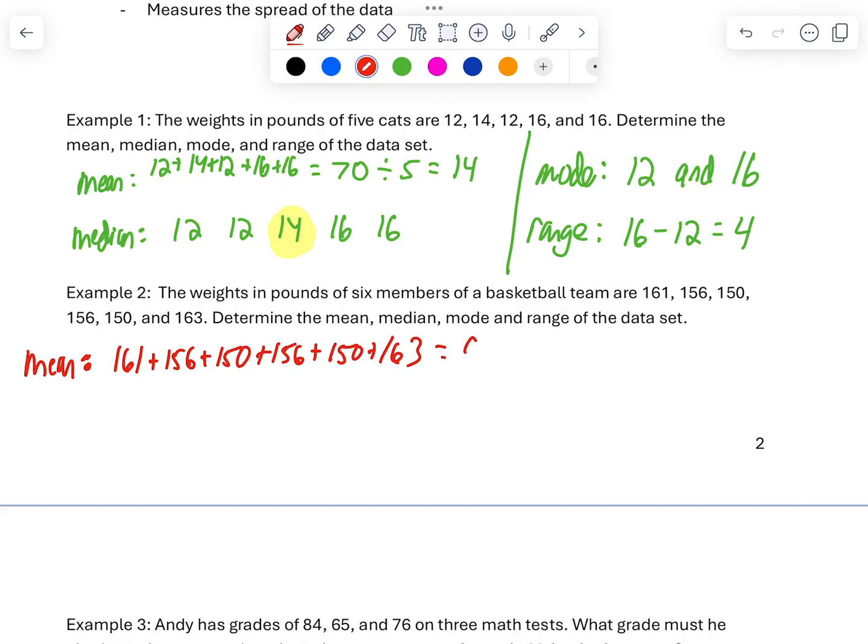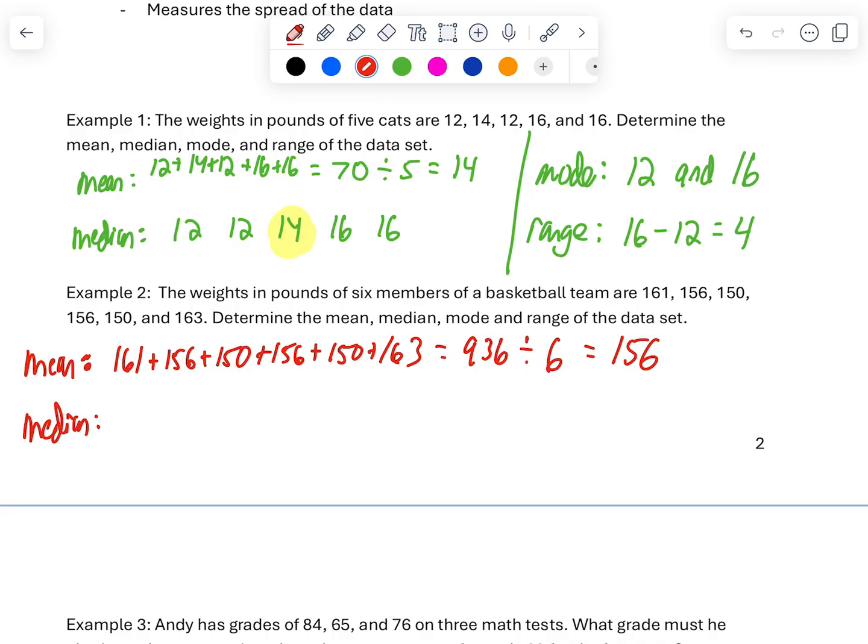And when we do that, I got 936. And then, of course, we want to divide by how many we have. And here we have 6. And we get 156. If you would happen to get a decimal, that is okay. You would want to record that decimal. That matters.